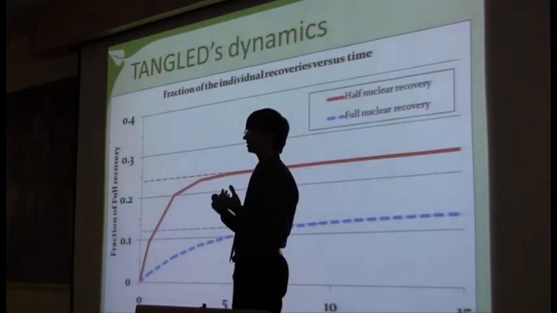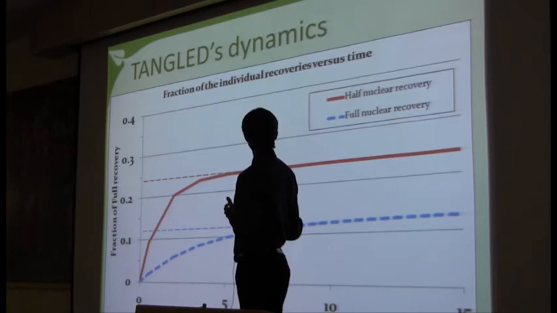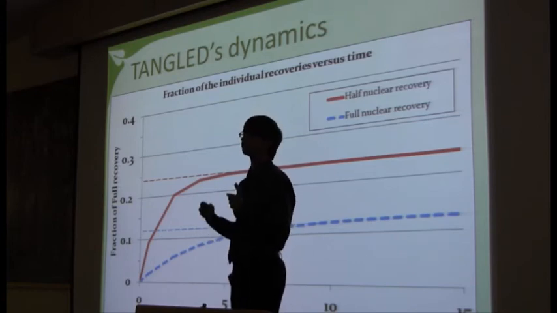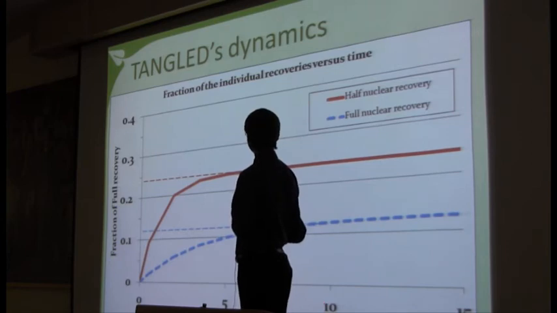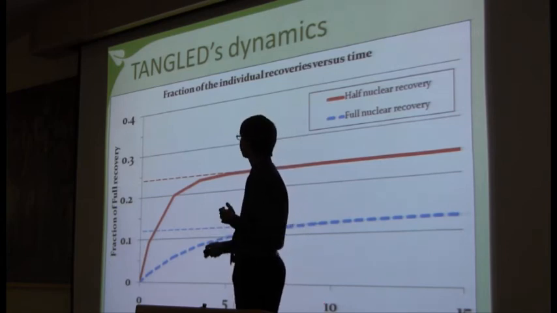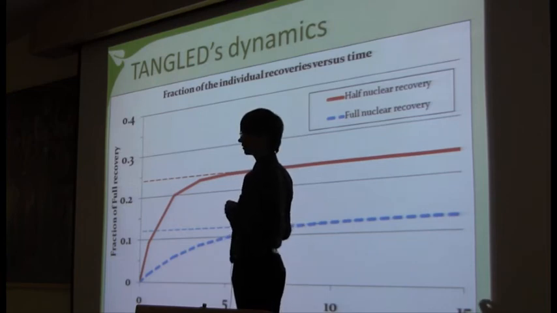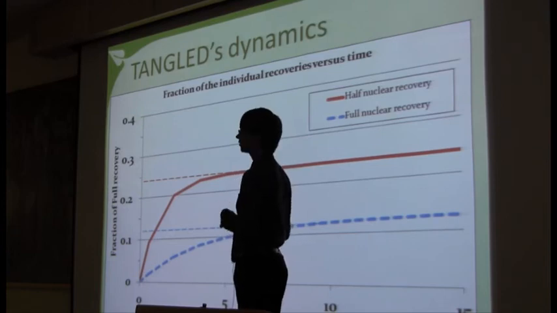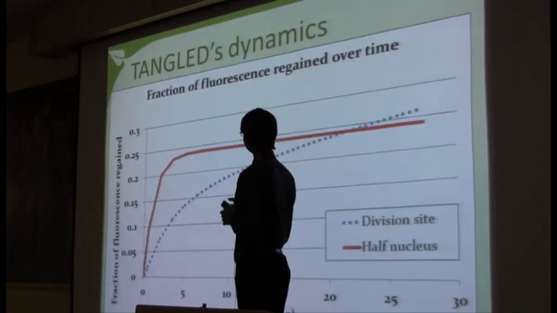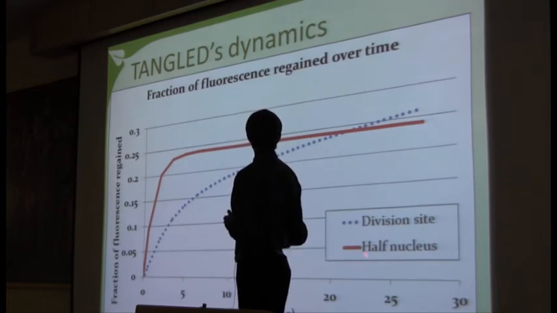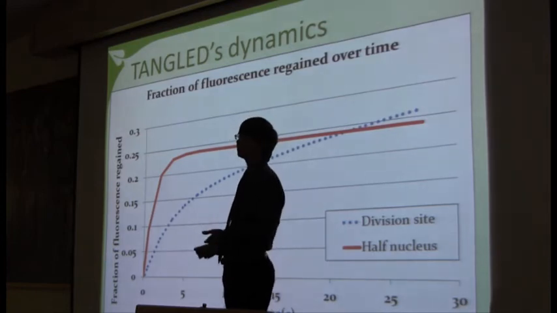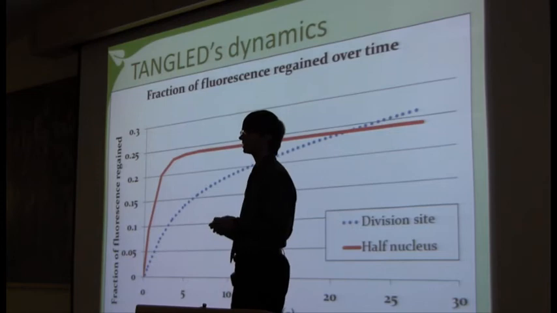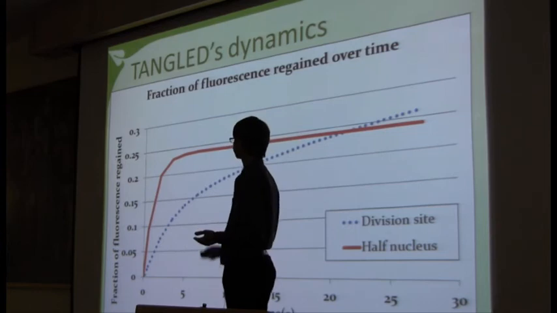And then I did the SRAP experiments on the nucleus. And what I found was that when we did the full nuclear recovery, which is supposed to measure nuclear import, it takes place within about 10 seconds and accounts for about 13% of a full recovery. And when you do the half nuclear recovery, which is supposed to test percent mobility, that recovers within about 6 seconds and accounts for about 24% of a full recovery. And then when we compare the dynamics of tangle at the division site versus the nucleus, we find that the dynamics are much different, indicating that the way that tangle behaves at the division site is different from the way it behaves at the nucleus.